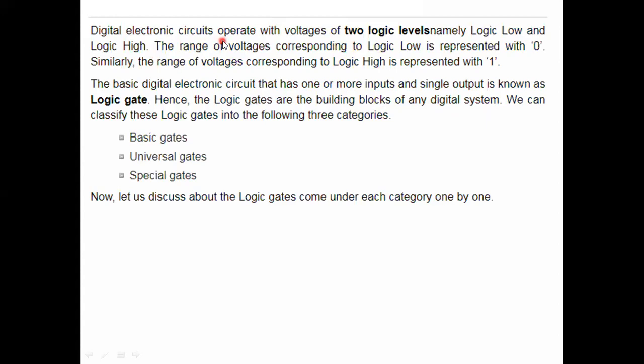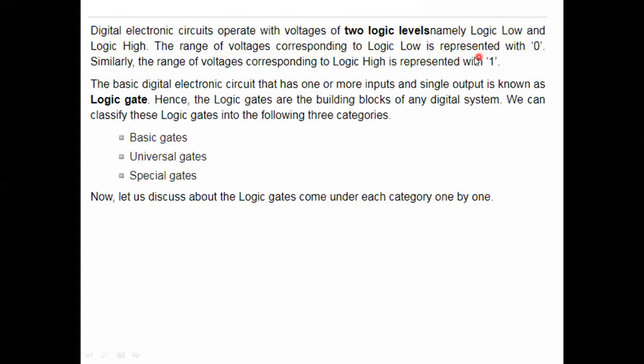Digital electronic circuits operate with voltages of two logic levels. What are the two logic levels? Logic low and logic high. These are the two levels we are using in any digital circuit. The range of voltages corresponding to logic low is represented with the bit 0, and logic high is represented with the bit 1.